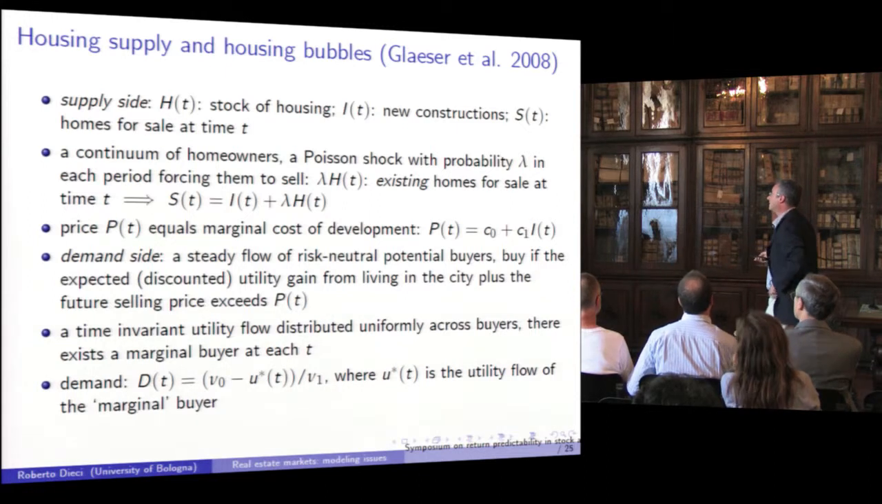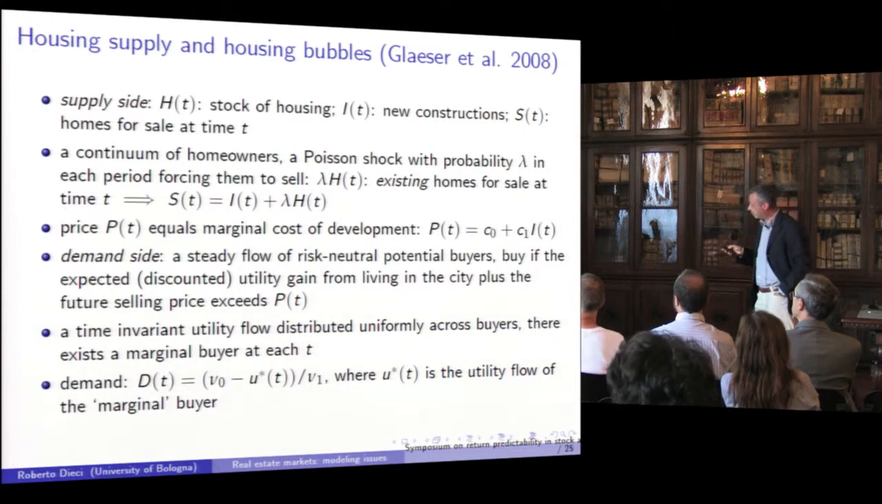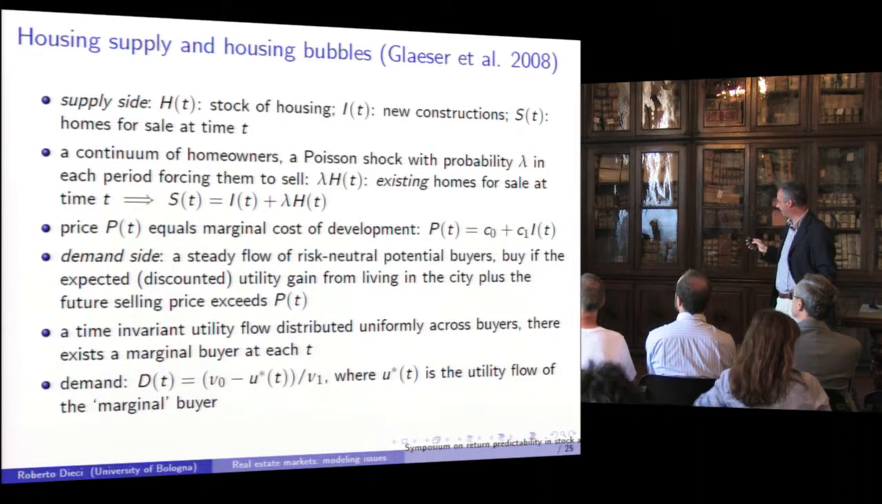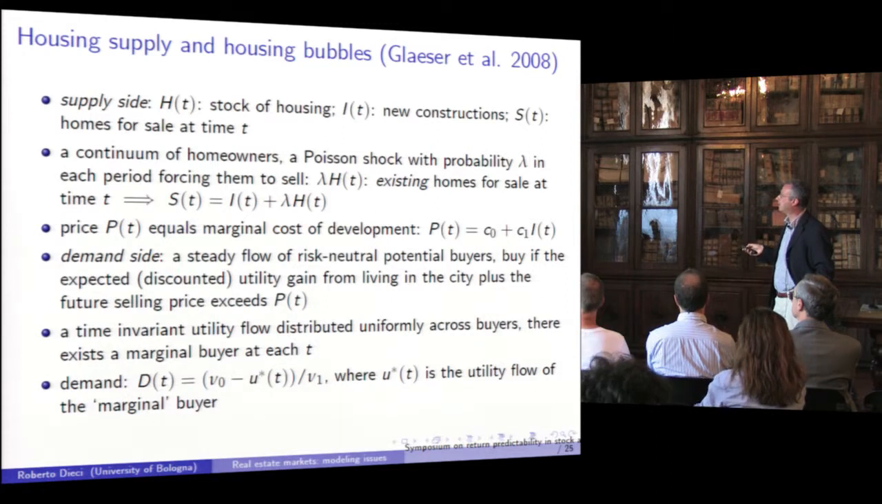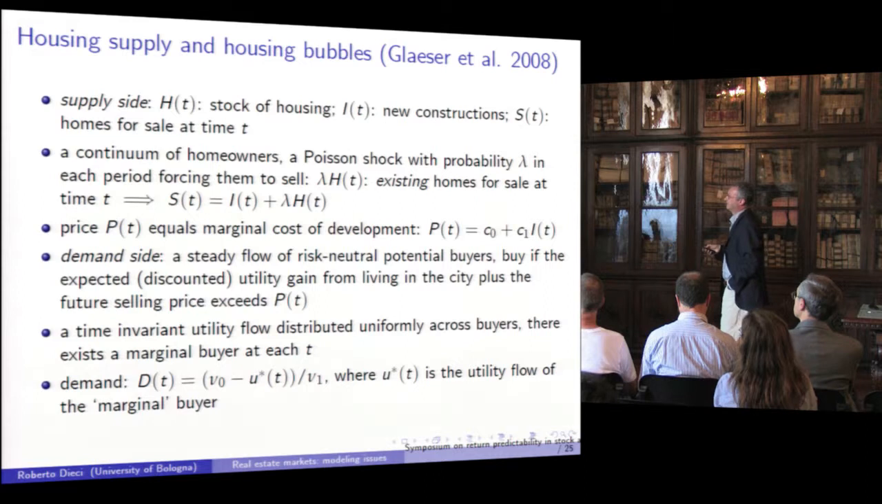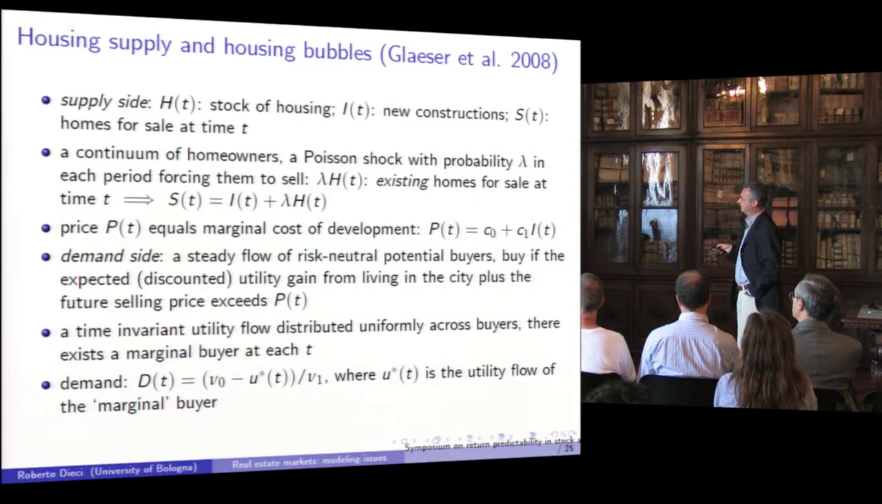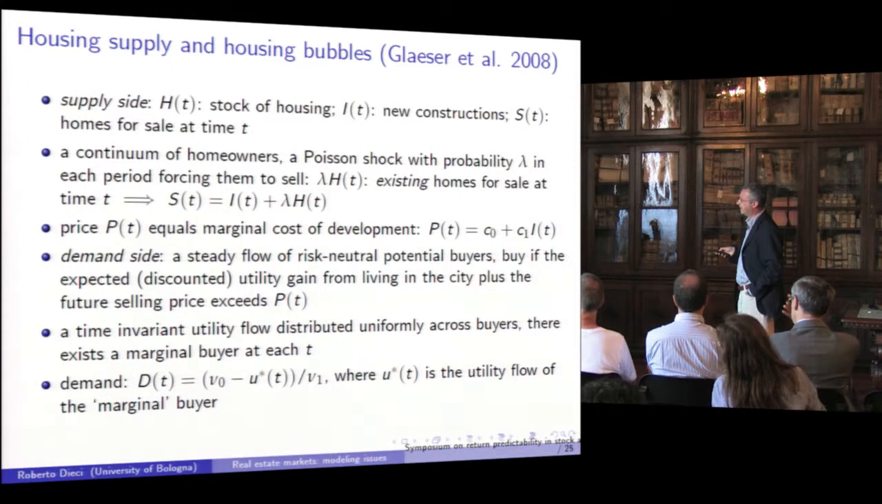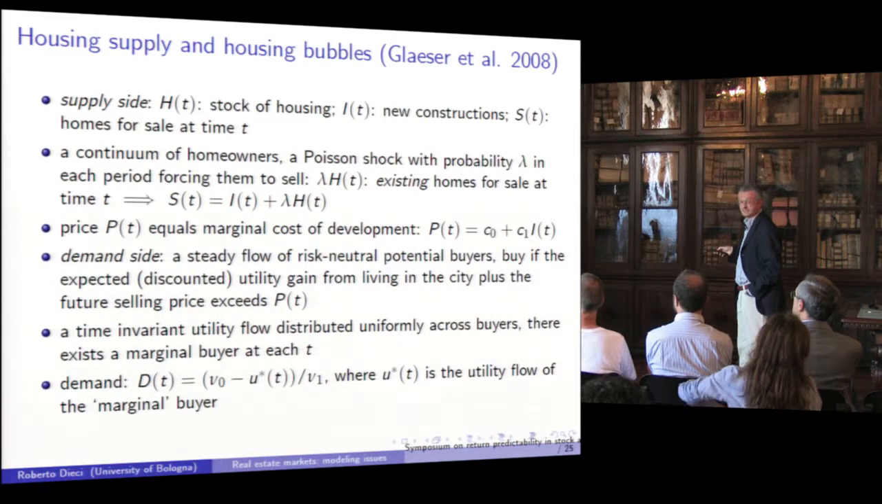This is another paper about the role of housing supply, a recent paper by Glaeser and others. The framework is somewhat close to that of the stock flow model. The focus here is on the impact of the supply side on the nature of housing bubbles. Let me briefly describe this model. There is a stock of housing, H, new construction, I, and the homes for sale at time T, and of course, the homes for sale at time T are given by the new constructions completed at that time, plus the fraction of the housing stock that is sold at that time.